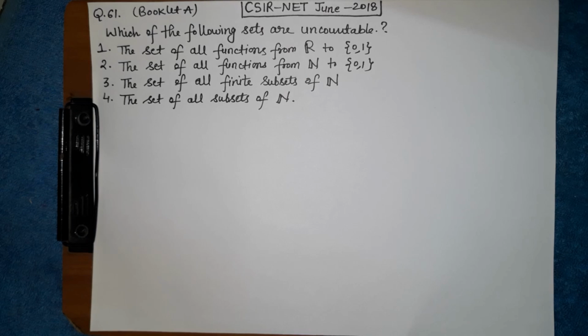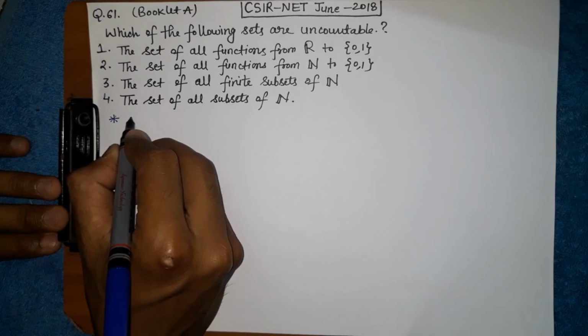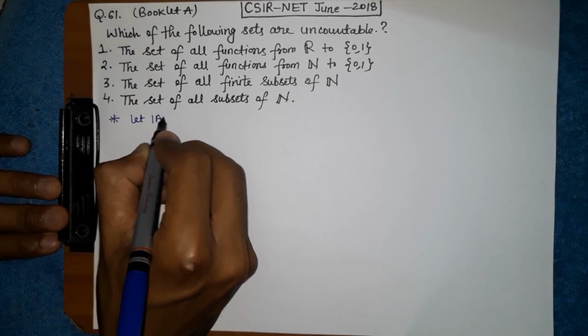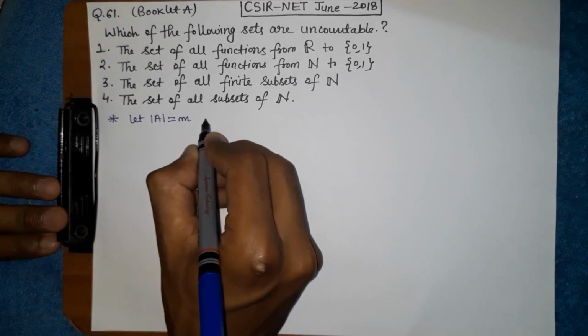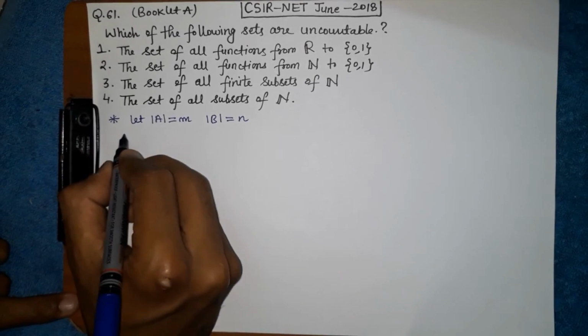Question says which of the following sets are uncountable. The first one is the set of all functions from R to the set {0, 1}, the set of all functions from N to {0, 1}, and the set of all finite subsets of N, and fourth is the set of all subsets of N. So before solving this question, let me write some facts. Suppose A is any set having cardinality m and B having cardinality n.